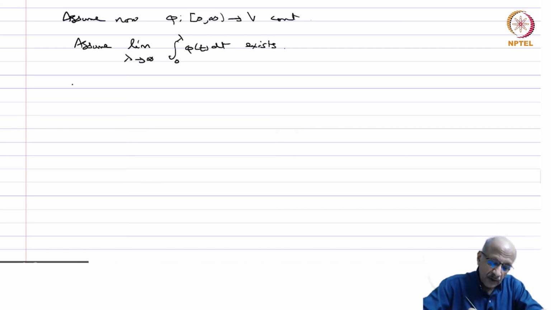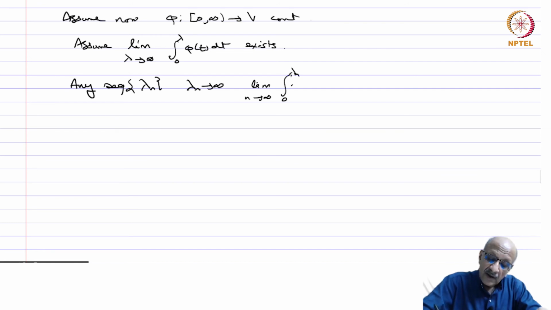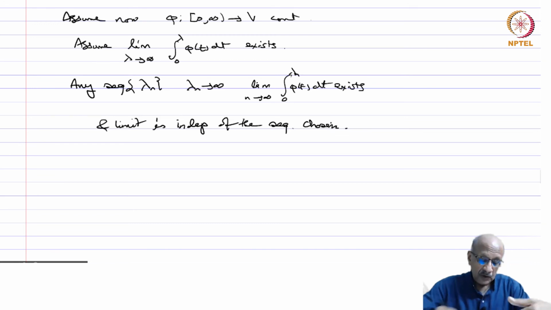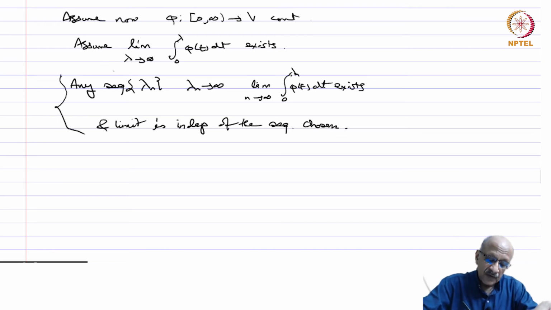What does this mean? You take any sequence lambda n with lambda n tending to infinity, then the limit as n tends to infinity of the integral from 0 to lambda n of phi t dt exists, and the limit is independent of the sequence chosen. So this is the meaning of the statement.